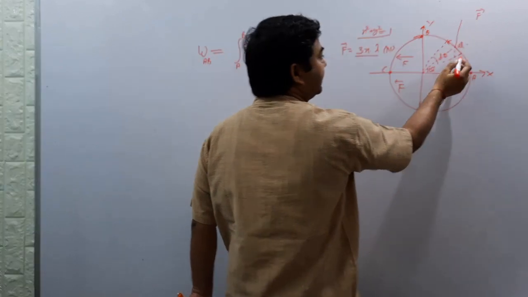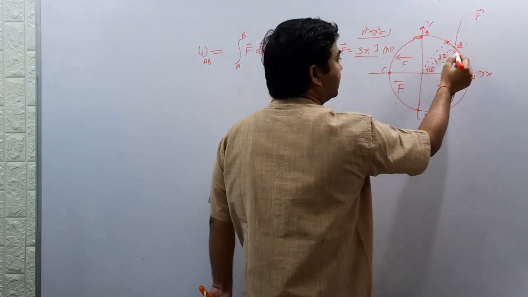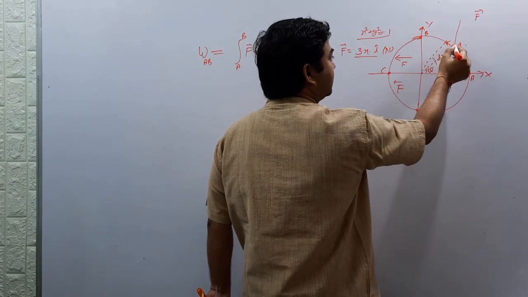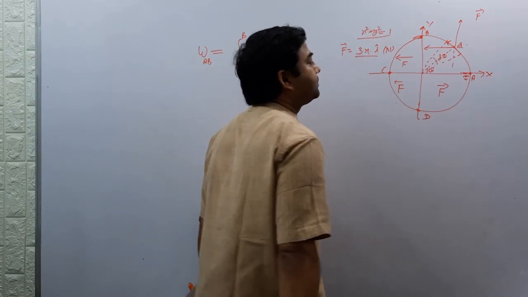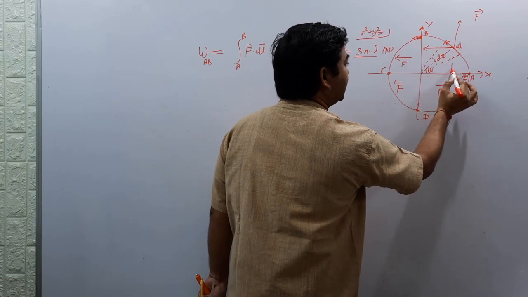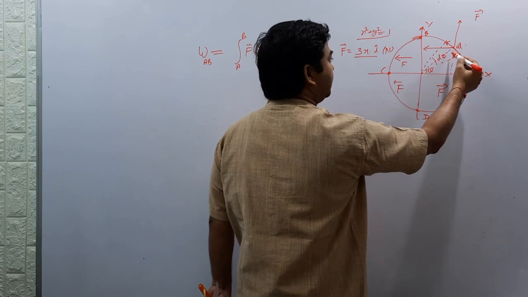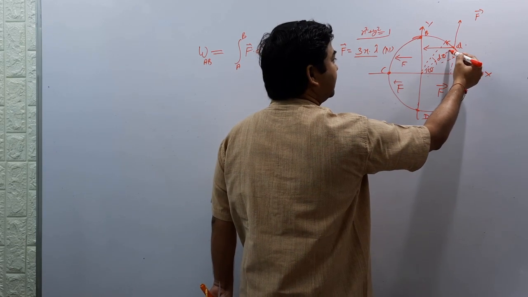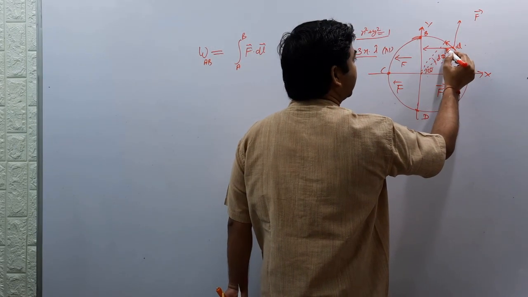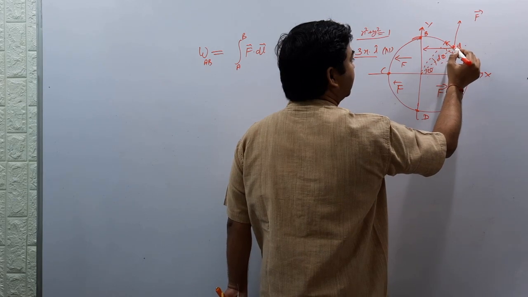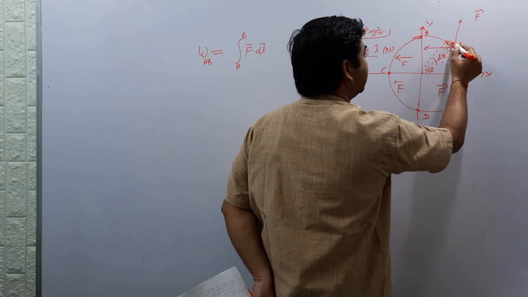You can see this dl vector will be along the tangent, in the anti-clockwise direction, which is the convention. So the direction of tangent is this. This dl vector will have two components, vertical and horizontal. This angle is theta. So we can say this angle is 90 minus theta, and this is vertical, so this angle is theta. And this is 90 minus theta, and this is theta.